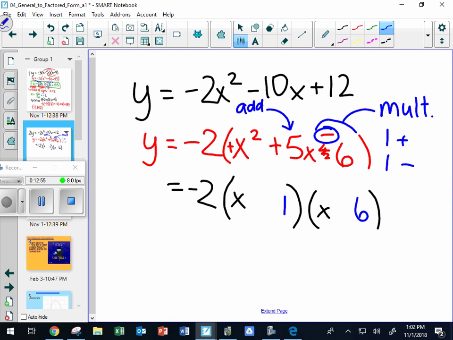All right, so then which one is positive, which one's negative? 6 is positive, 1 is negative. All right, and then we get, that looks good, and we have just factored, all right? So this is basically all the material that you'll need for your homework tonight.